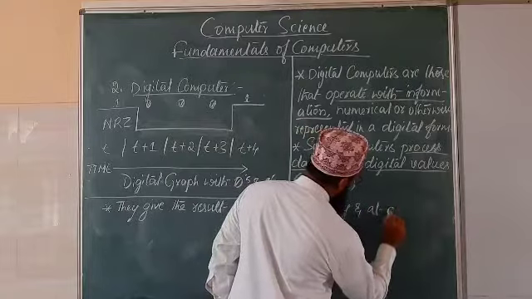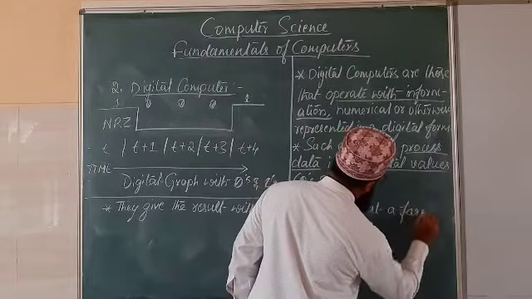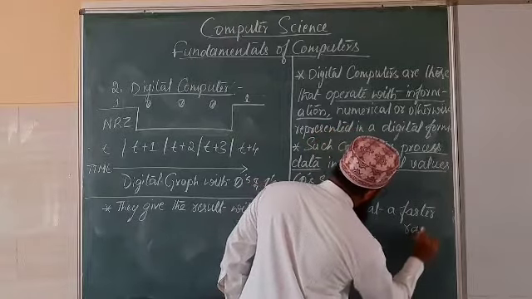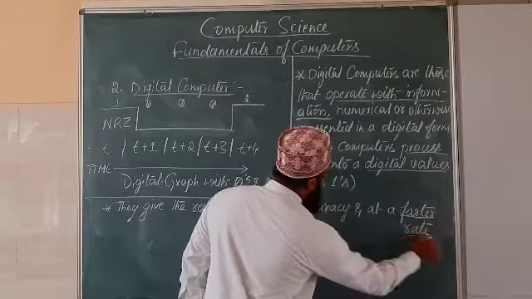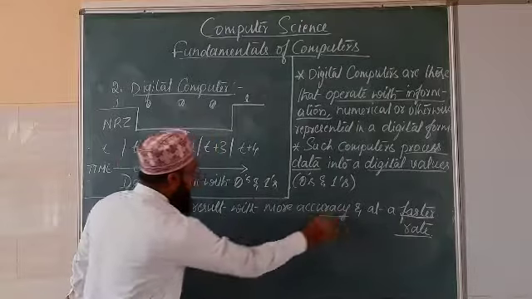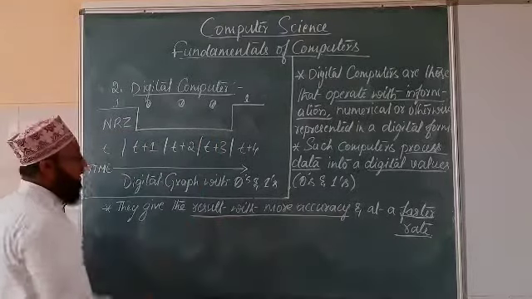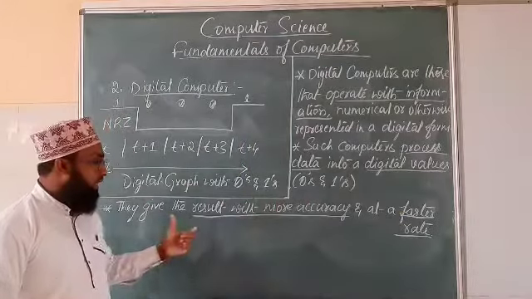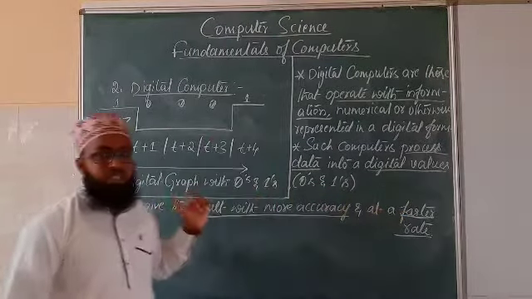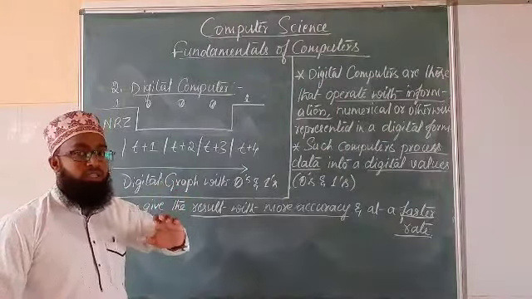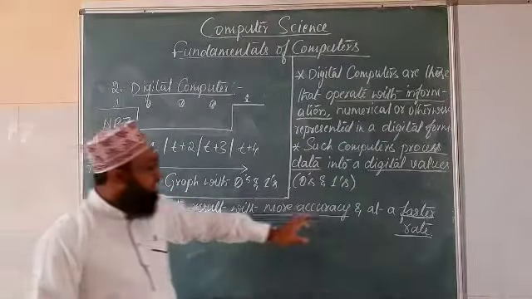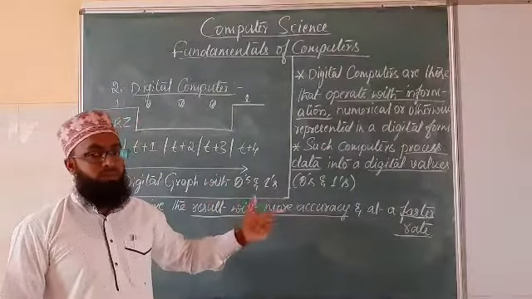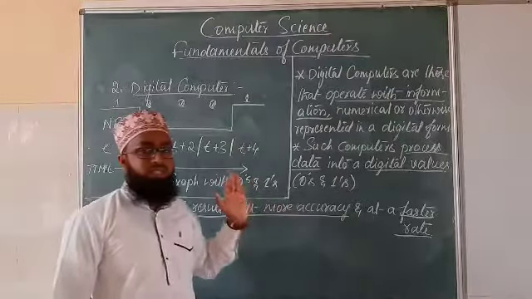at a faster rate. Faster rate means with very high speed. There is a result with more accuracy and at a faster rate. If you underline the points like this, then the evaluator will just look at these points and give you the complete marks. So this is regarding the digital computer.